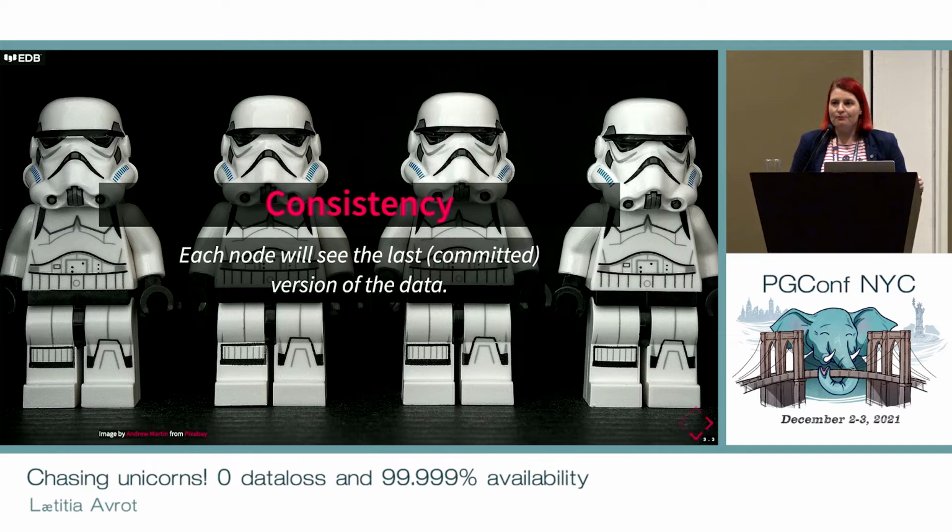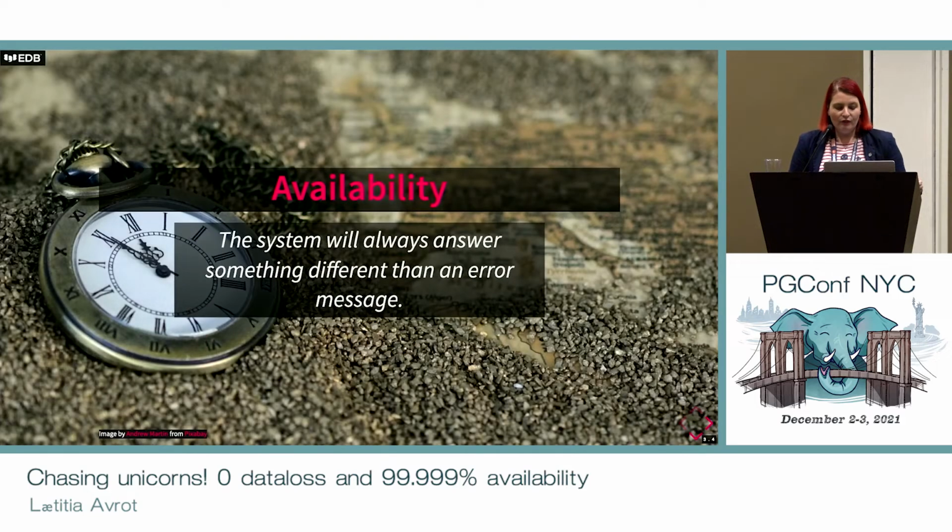So eventually, consistency is not consistent. Availability is when the system will always answer something different than an error message, and a timeout is an error message.